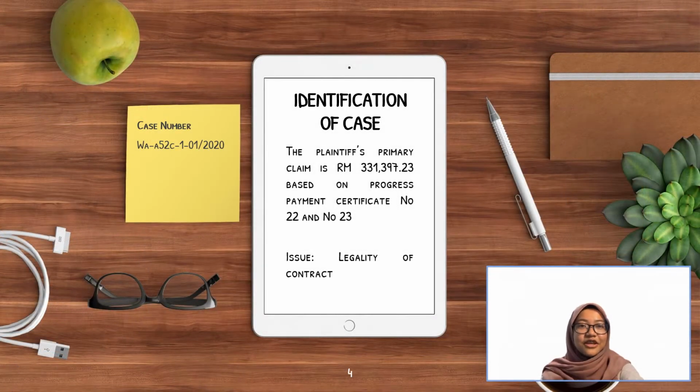Next is identification of case. The plaintiff's primary claim is RM331,397.23 based on the works that were completed and paid for using progress payment certificates number 22 and 23. According to this statement, the issue in this case is the legality of the contract given that they have consent from both parties.